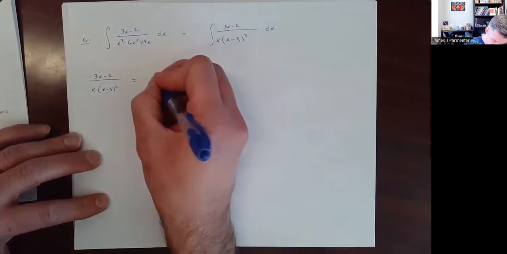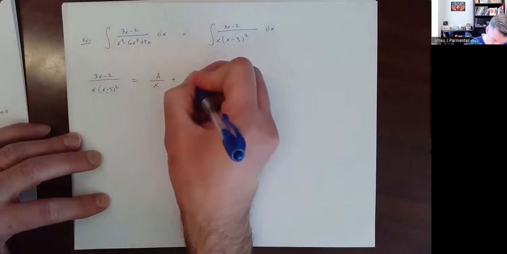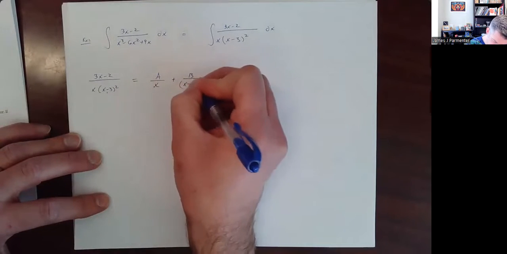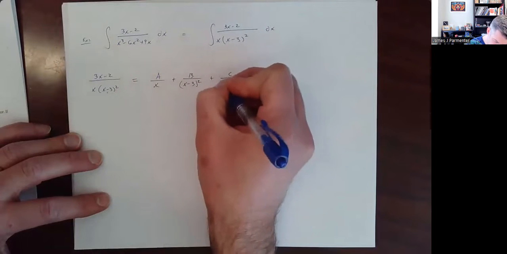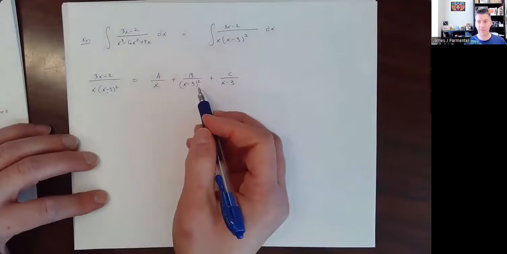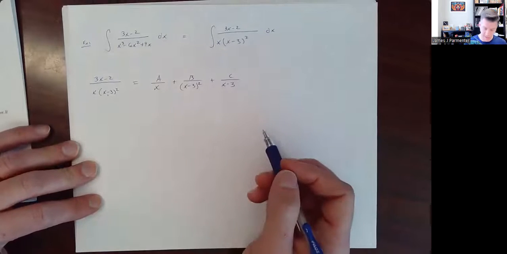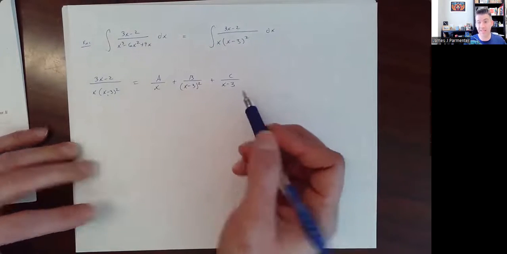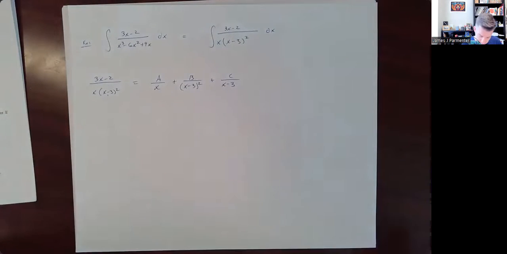So I'm going to have a over x plus b over x minus 3 squared plus c over x minus 3. I like to write the highest power first and then write the lower ones after. Some people like to start at the lowest power and work their way up. It does not matter which order you do it in.